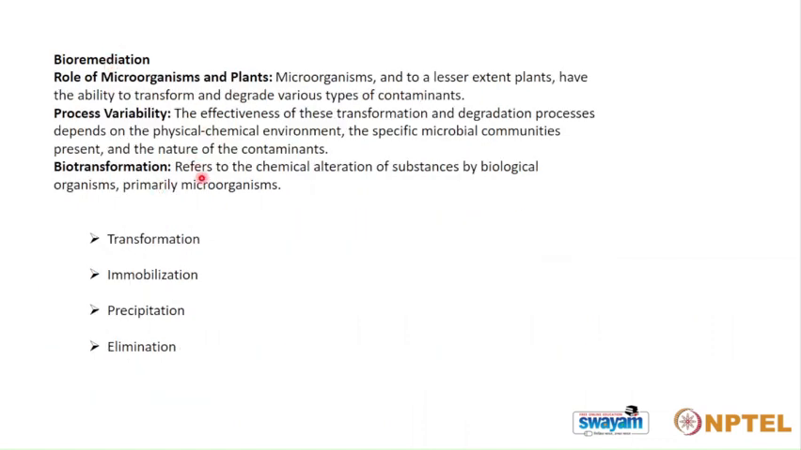These bioremediation processes can basically be classified into 4 types: transformation, immobilization, precipitation, and elimination. In transformation, the microbes transform the contaminants from one form to another form, which is non-toxic. In the case of immobilization, the contaminants are immobilized inside the cells. In the case of precipitation, the contaminants are precipitated with the help of chemicals secreted by the microbes. And in the case of elimination, the contaminants are degraded.